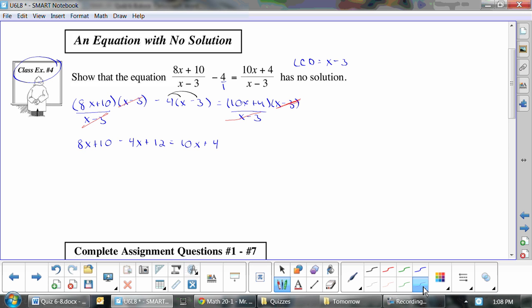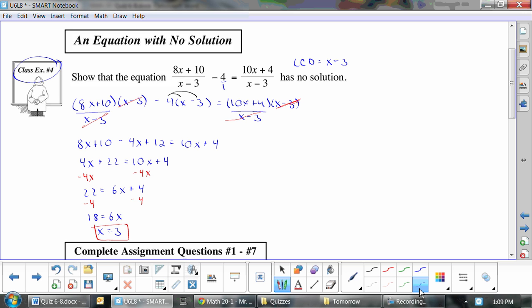So let's start simplifying this. So we have 8x minus 4x, so we have 4x, 10 plus 12, so 22, is equal to 10x plus 4. And then we want to subtract 4x from each side. Minus 22 is equal to 6x plus 4. And then we want to subtract 4 from each side. Minus 18 is equal to 6x. So x is equal to 3.